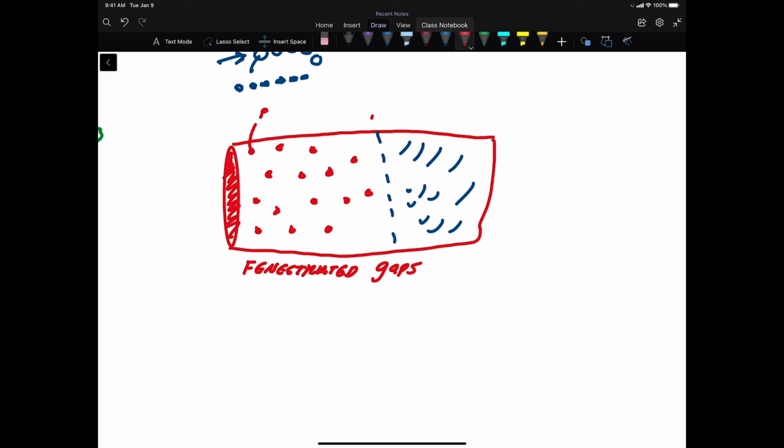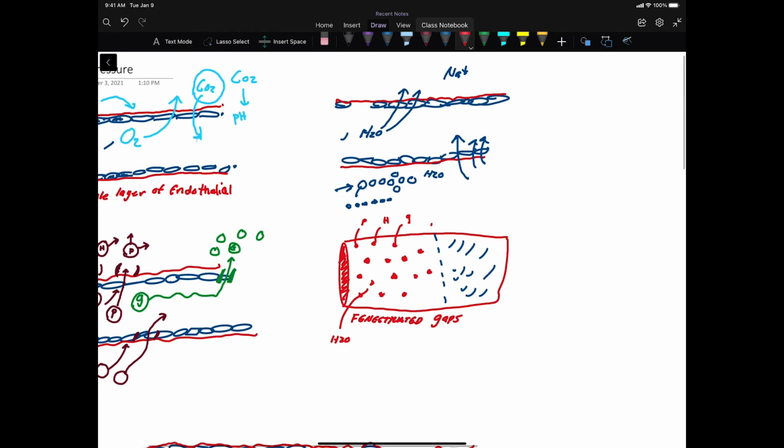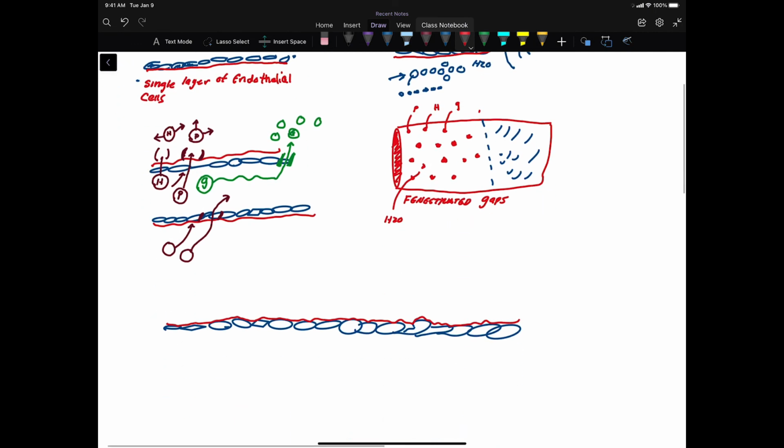So we'll say protein, hormone, glucose, water, right? That's how they get out of the capillary, through these kind of Swiss cheese holes that are lining the entirety of the capillary. All right, so that's just an overview of how these things move in and out.